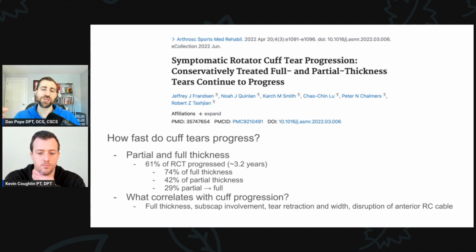Also, tear retraction and width. So if you have retraction, worse cuff tear, obviously. And if it's more retracted or there's more width from the bone to where the tendon has been torn to, more likely to progress. And then disruption of the anterior rotator cuff cable, which is kind of like the anchor point, ligamentous anchor point of the supraspinatus tendon on the humeral side. So if you have these things going on with imaging, you're more likely to progress and probably progress faster, right?